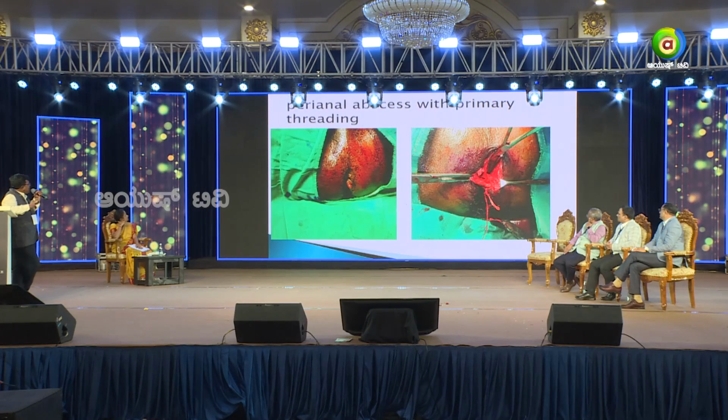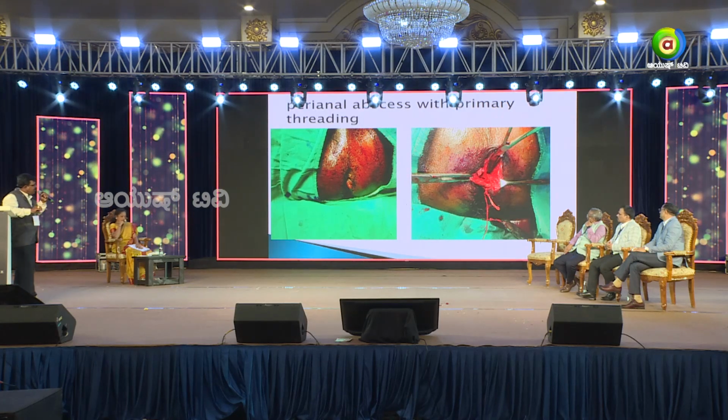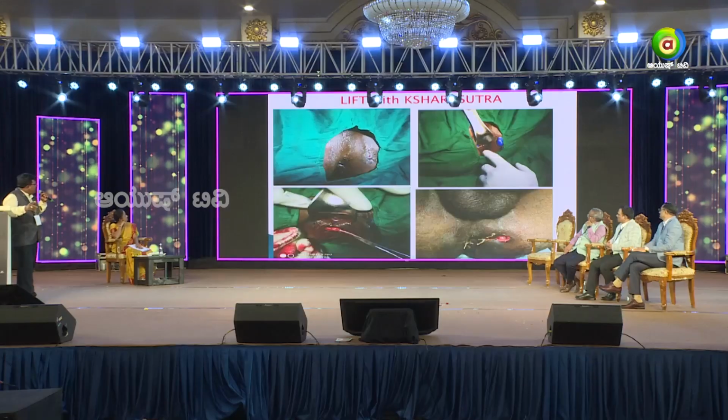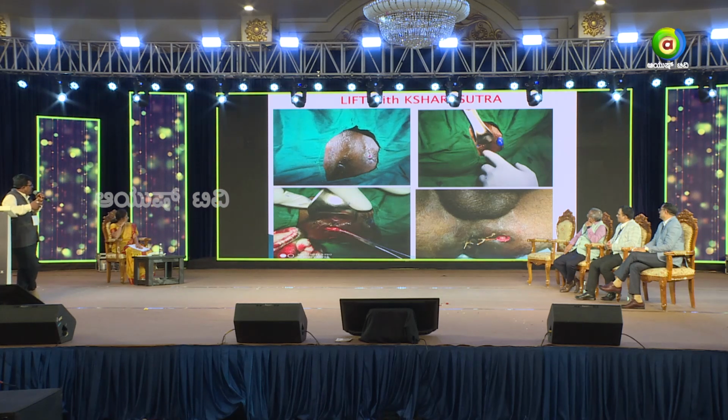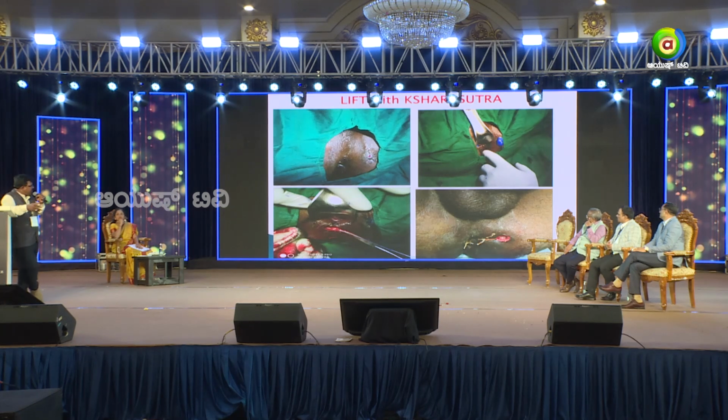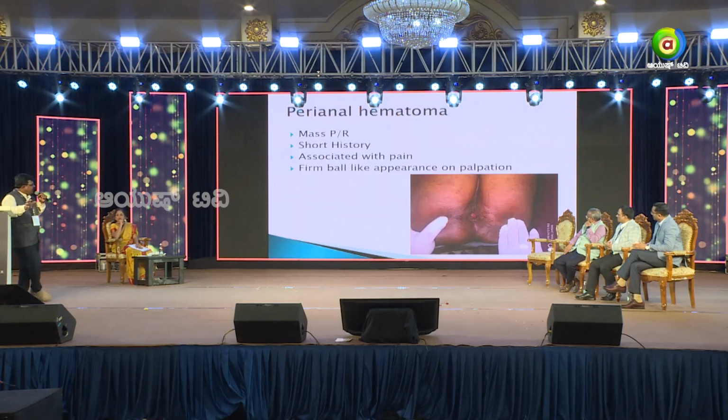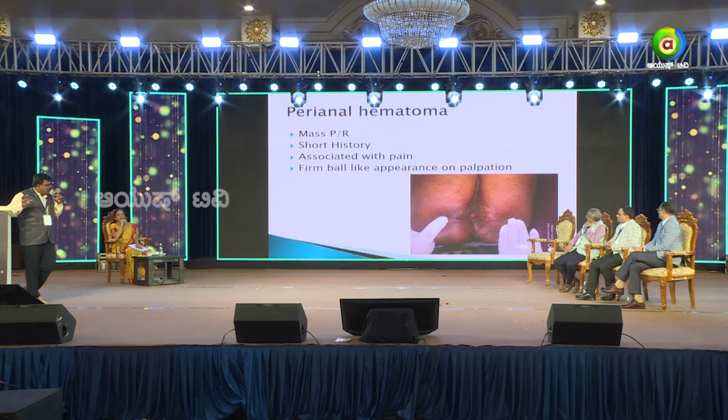So this is primary perennial abscess with primary threading. It means internal opening with the threading is a good thing. Next slide. So left with the Kshara, or the new thing which we are doing nowadays. Next slide. So perennial hematoma.